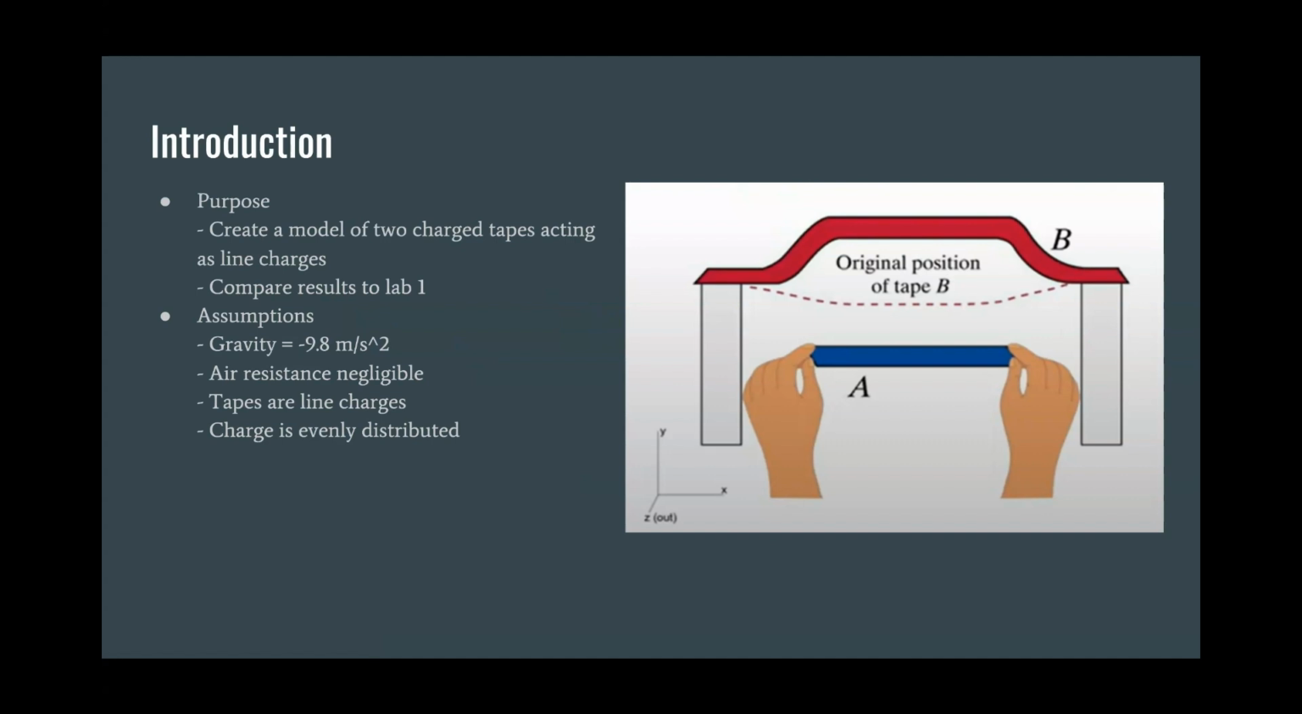The assumptions that we're making here are that gravity points in the negative direction and it is 9.8 meters per second squared, that the air resistance is negligible, that the tapes are line charges, and that the charge of tape is evenly distributed. As you can see here, we're using one tape A to levitate another tape B.